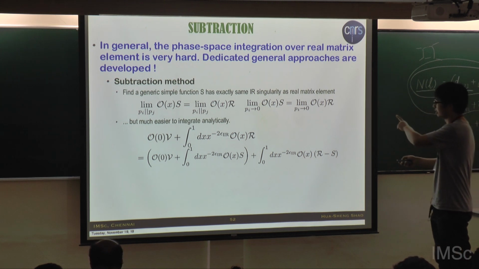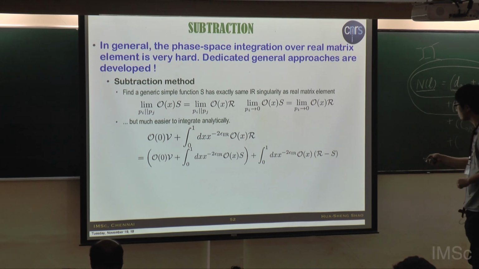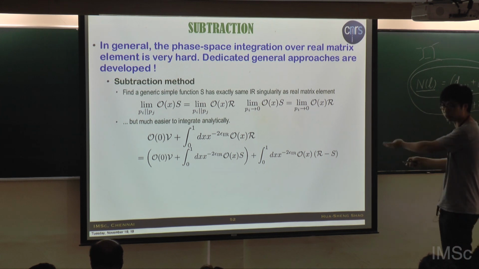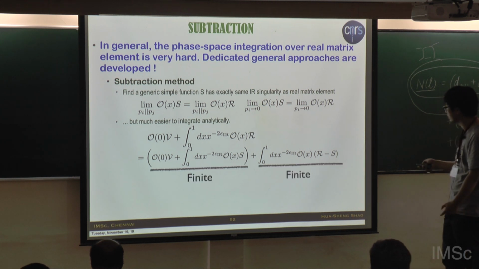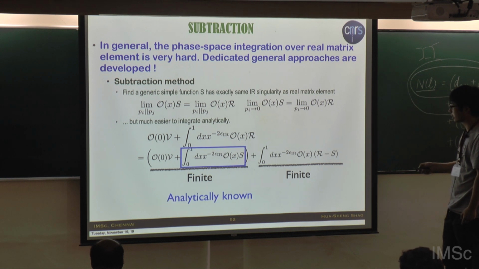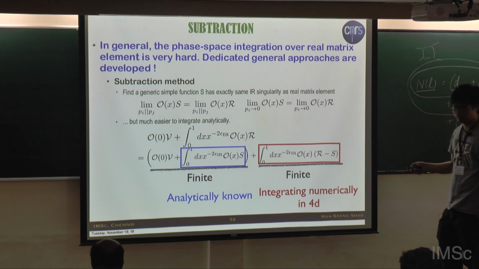Over the Born factor, okay? Over the Born factor. And this one, right now you have matched exactly the singularity, so they are finite, so you just integrate numerically, right? You drop the epsilon equal to 0 directly to do the integration numerically. So both are finite right now, and this can be integrated analytically, and this is integrated numerically in 4 dimensions.